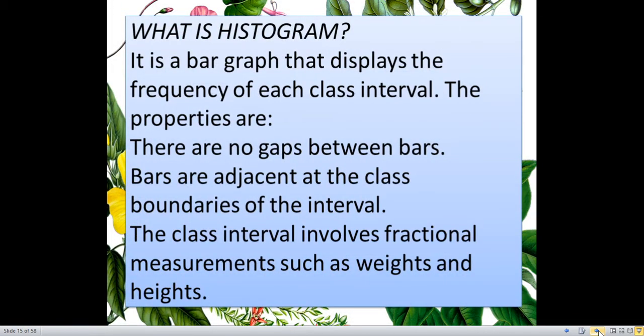How about a histogram? A histogram is also a bar graph that displays the frequency of each class interval. The properties are: there are no gaps between bars. Bars are adjacent at the class boundaries of the interval. The class interval involves fractional measurements such as weights and heights. So bar graph and histogram have differences because in a bar graph you have spaces, but in a histogram there are no gaps or space between the bars.